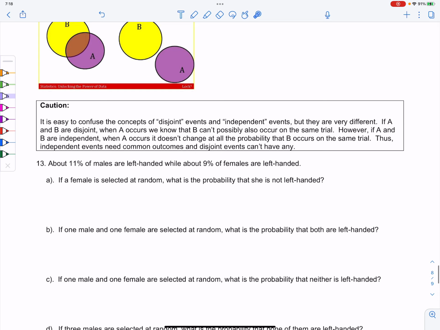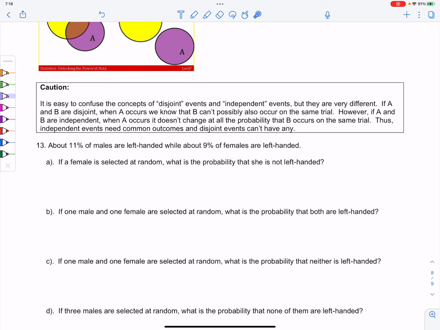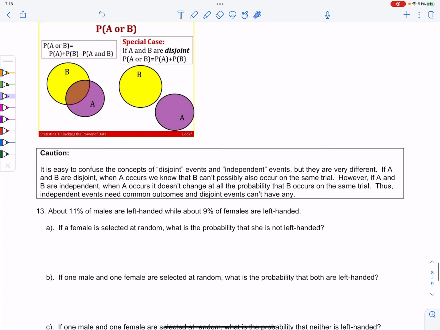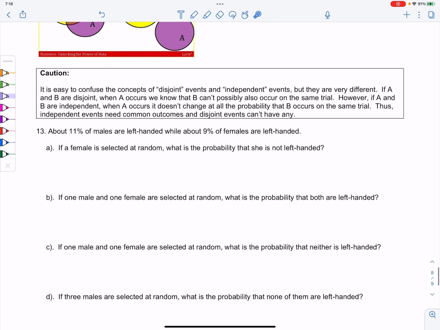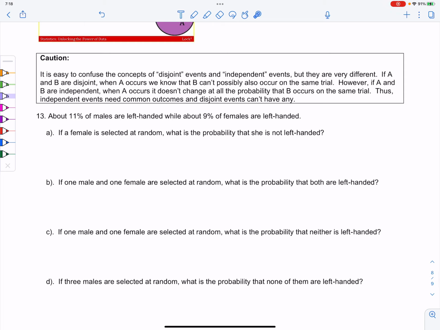Okay, so let's do this problem here. About 11% of males are left-handed, while about 9% of females are left-handed. If a female is selected at random, what is the probability that she is not left-handed? So let's do probability they are not female and left-handed. Let's just do FL for that. Well, using our complement rule, this would be the same as 1 minus the probability you are female and left-handed. And the probability you are female and left-handed is 0.09. So this is going to be 0.91.